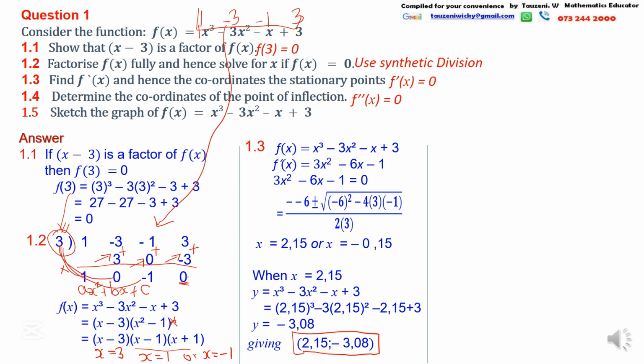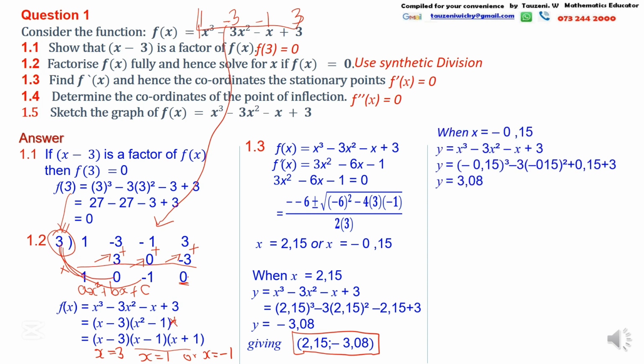Then we substitute x with negative 0,15 in the original equation and simplify. That will give us the coordinates of the next turning point. Now the coordinates of the turning points have been calculated in number 1.3 and the question is answered. Question number 1.4, determine the coordinates of the point of inflection.